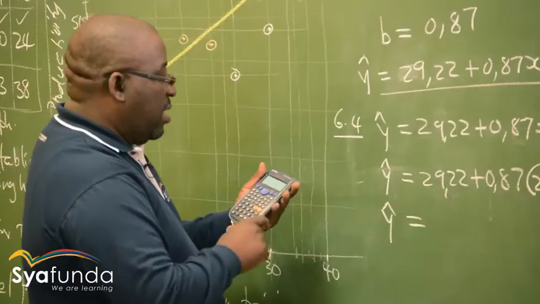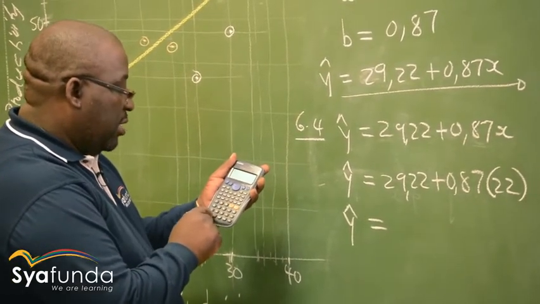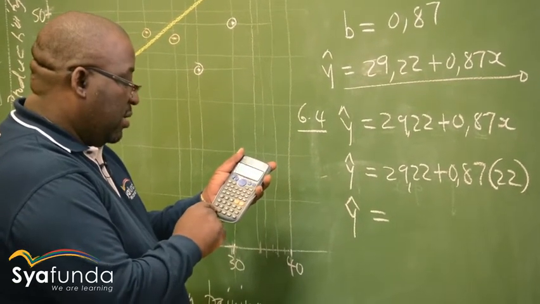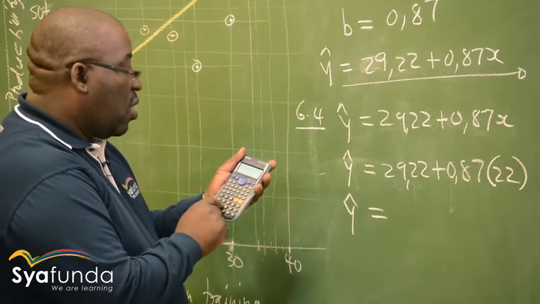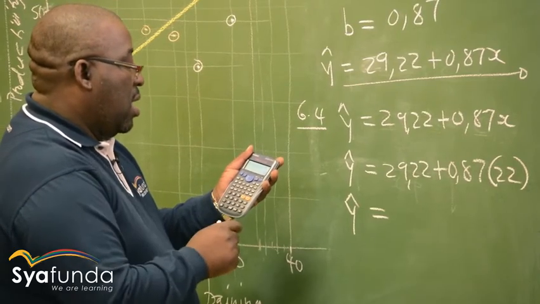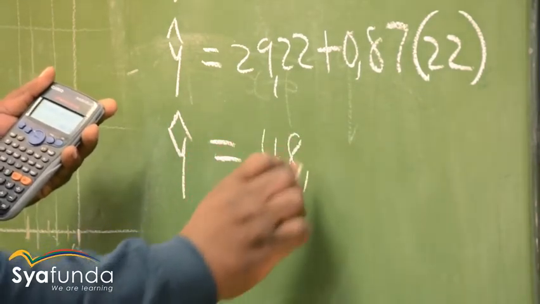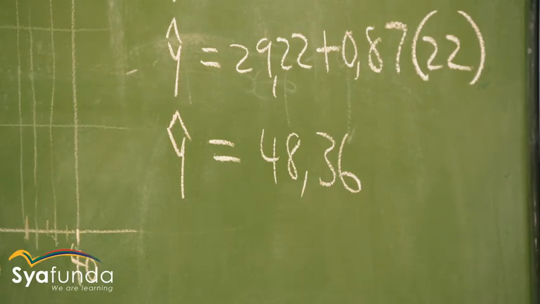So this then will be, let me just check it, 29.22 plus 0,87 into 22. Close this bracket. What does this give me? 48,36. This is what we get as our y bar.